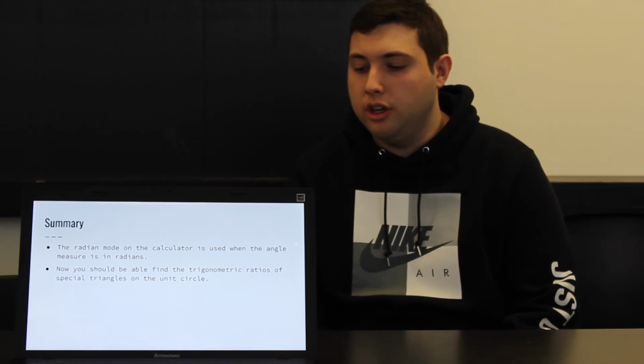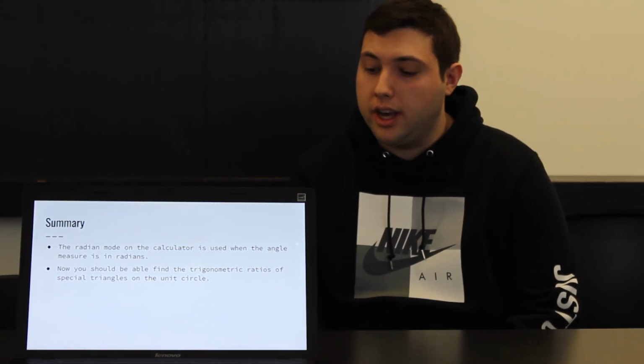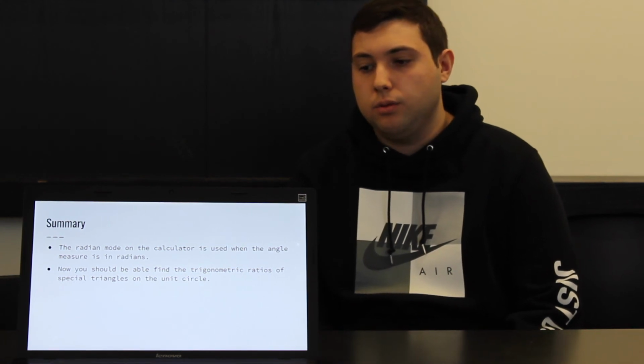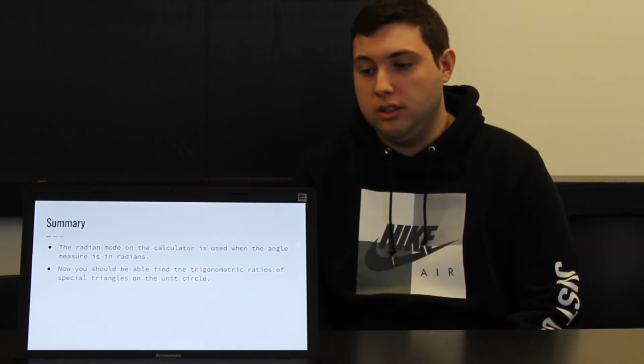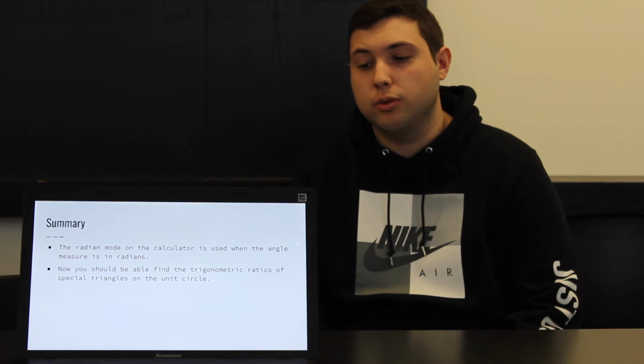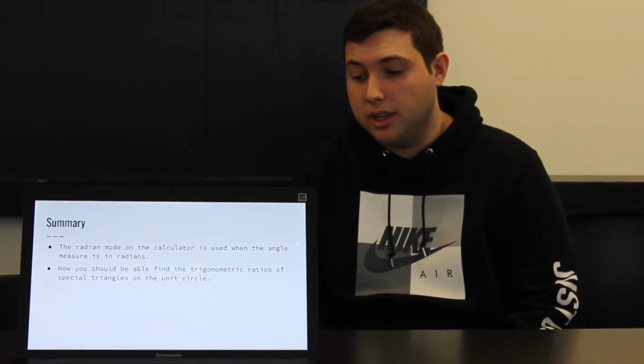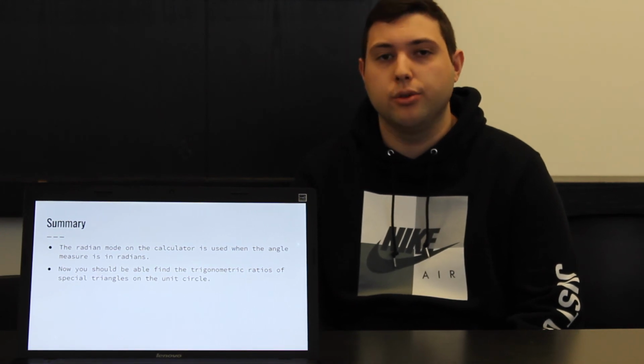So to revisit our initial question about the rad button on the calculator, we use this when the angle measure is in radians. You should now be able to use the lesson to find the trigonometric ratios of special triangles on the unit circle. This lesson is important because it will be key to your mathematical career.